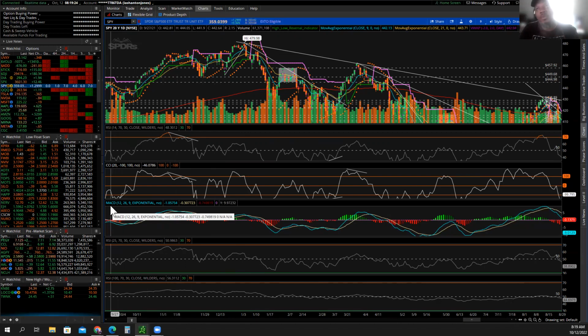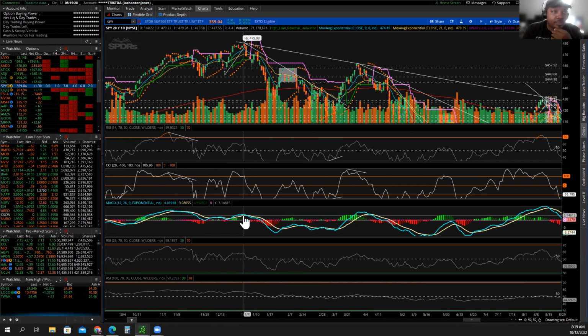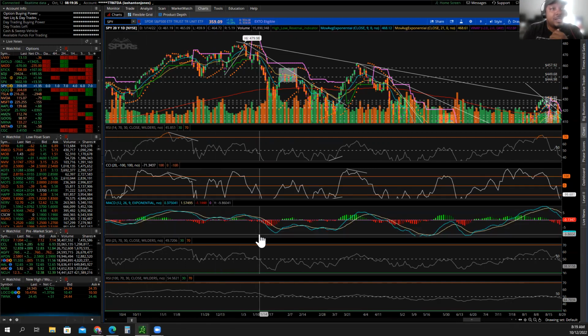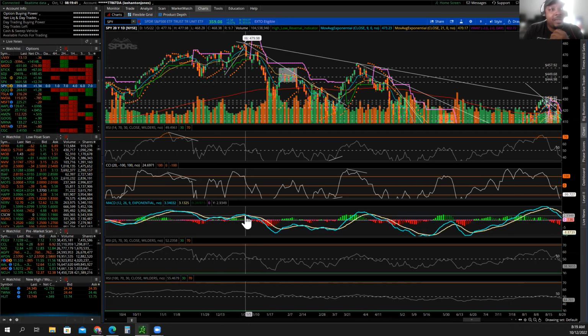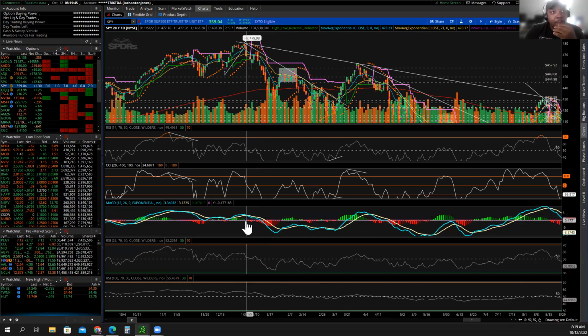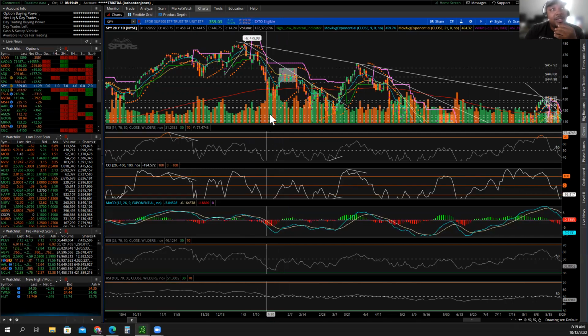MACD stands for moving average convergence divergence, right? So once that 12 goes over the 26, I think that's right, 12 over the 26, that's when it's giving you an indication that price is about to go down, right? And then as you can see, it goes down until it turns back up.